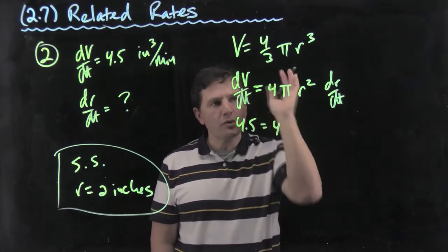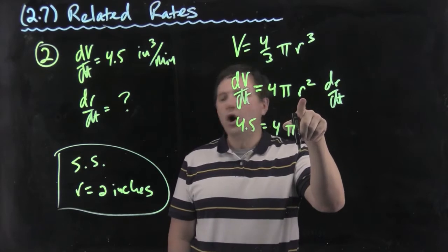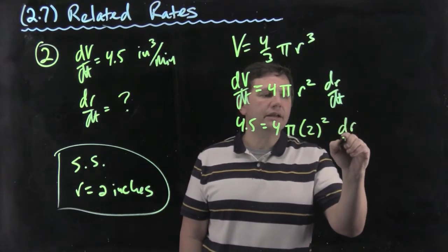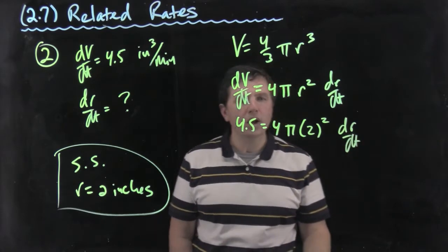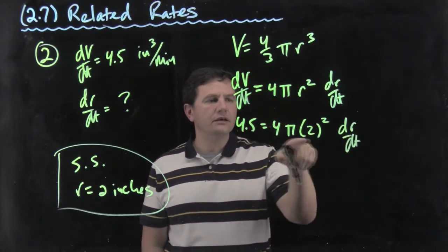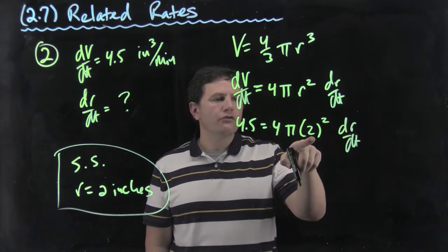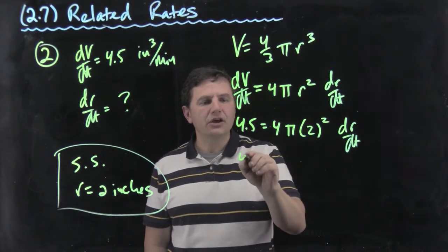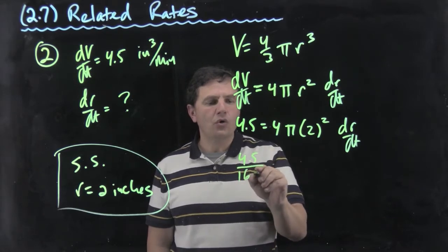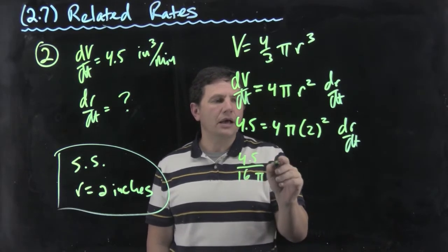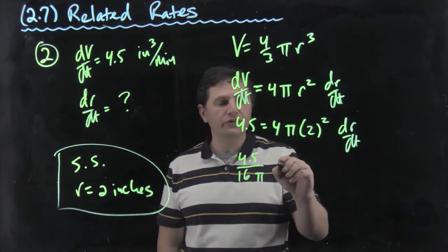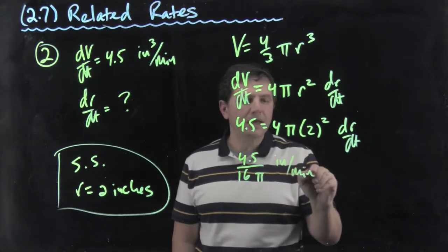So this is step 3. We're plugging in our snapshots. r is 2, so that would be 2 squared, and what we want to find is dr over dt, that's our unknown. So let's see, that's 4 times 4, that's 16 pi, so we get 4.5 over 16 pi, and the units here for dr over dt will simply be inches per minute.